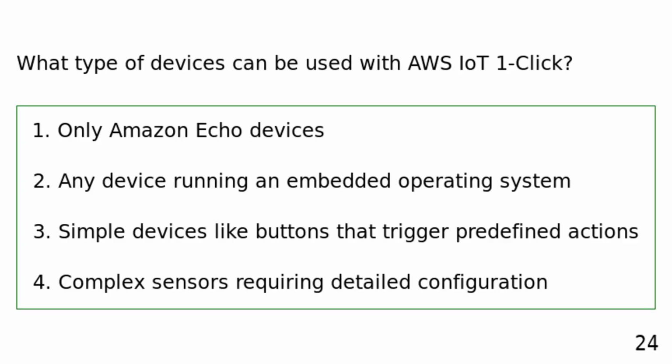What type of devices can be used with AWS IoT one-click? Only Amazon Echo devices. Any device running an embedded operating system. Simple devices like buttons that trigger predefined actions. Complex sensors requiring detailed configuration.